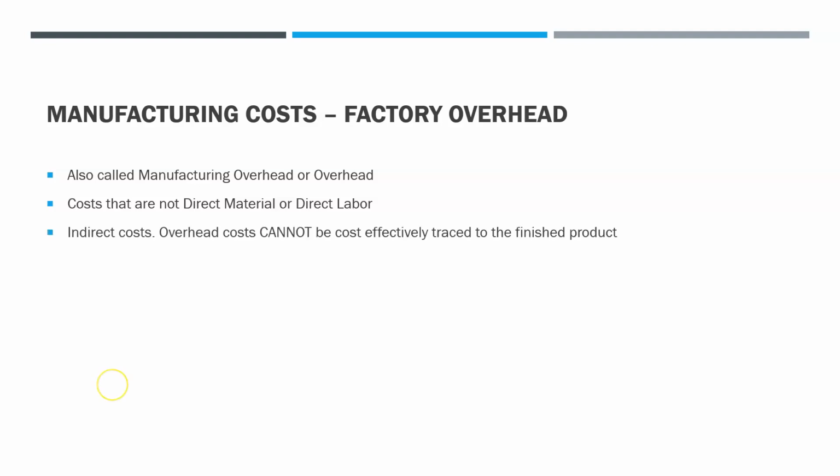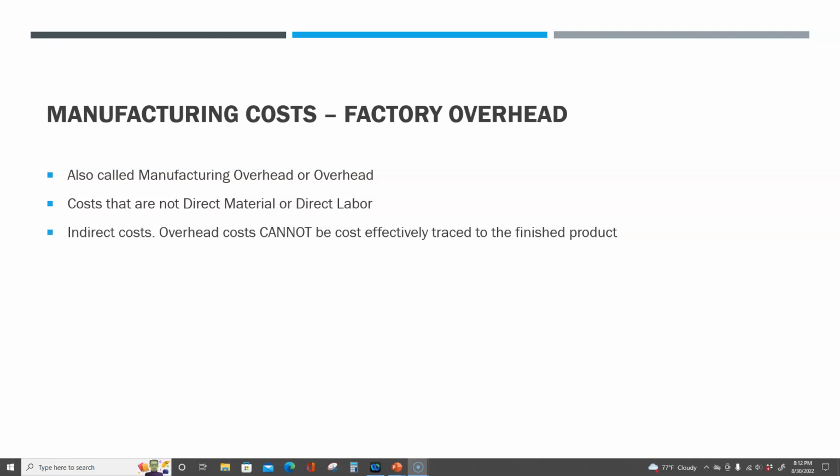These are indirect costs. These cannot be cost effectively traced to the finished product. Since these cannot be traced to the finished product, later we're going to learn different ways on how to figure out how much factory overhead will be assigned to the product, because our goal is we need to figure out how much it costs the company to manufacture a product. Well, factory overhead costs cannot be traced, therefore we have to figure out some method of assigning these costs. Again, that's a topic we'll talk about later.